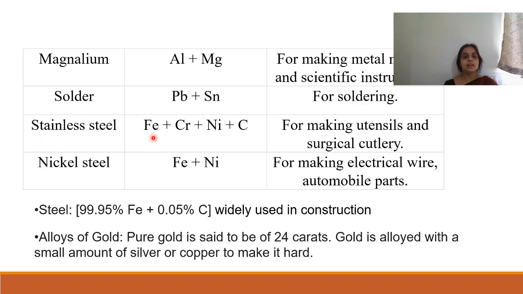Stainless steel, iron, chromium, nickel, carbon, is for making utensils and surgical cutlery. Nickel steel, iron and nickel, is used to make electrical wires and automobile parts. Coming to steel, it has iron and some percentage of carbon and is used for construction. Alloy of gold: pure gold is said to be 24 carats. Gold is alloyed with a small amount of silver or copper to make it hard.